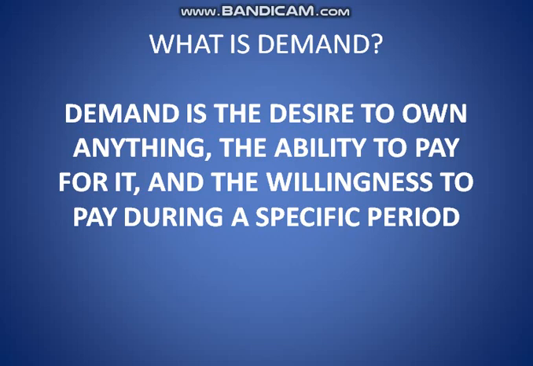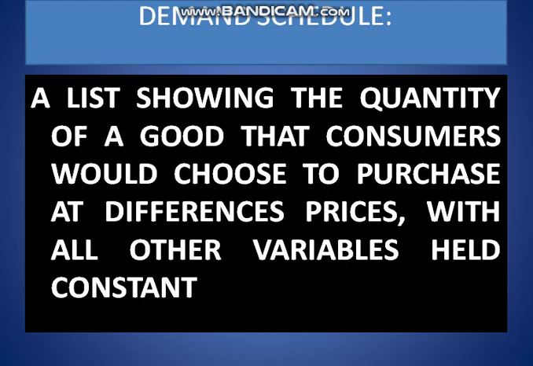Demand is the desire to own anything, the ability to pay for it, and the willingness to pay during a specific period. For example, a person should have the desire to own a car, and he should have the ability to pay for it. For example, he is planning to buy a car for 5 lakhs, then he should have the ability to pay rupees 5 lakhs from his side, and he should be willing to spend on it during a particular period of time.